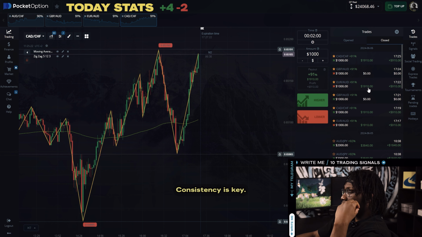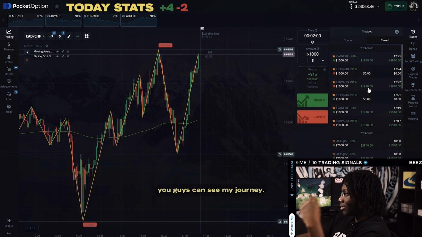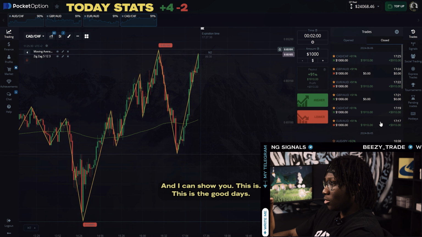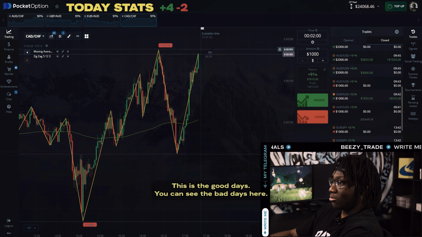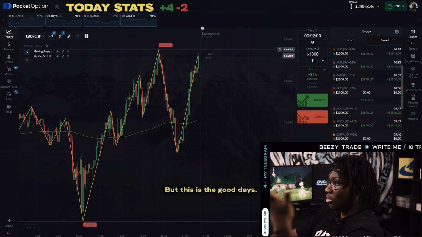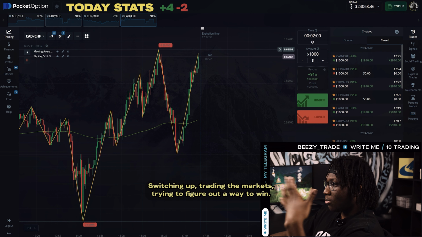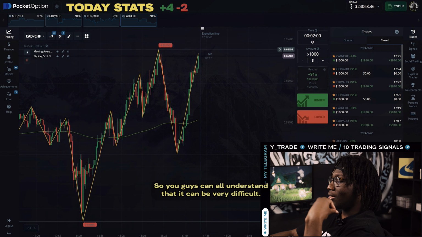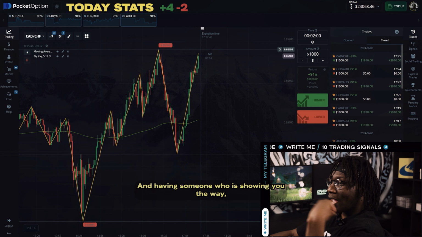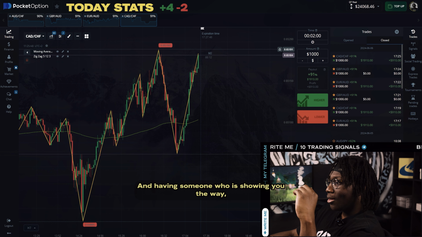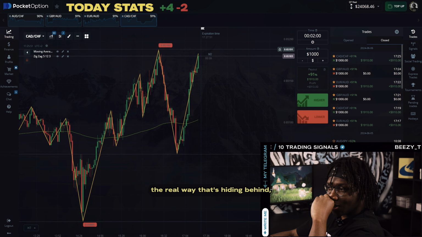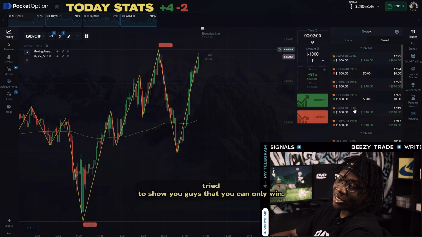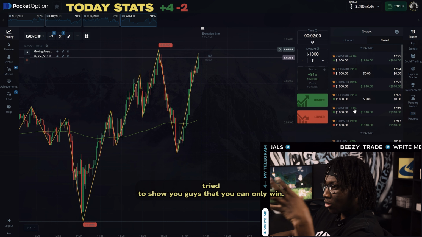Consistency is key. Doing this every day, you guys can see my journey. You can see how everything goes, and I can show you the good days. You can see the bad days. That is ridiculous. But these are the good days. Switching up, trading the markets, trying to figure out a way to win. So you guys can all understand that it can be really difficult, and having someone who's showing you the real way, not hiding behind a screen or trying to show you that you can only win, is the only way that you're going to become a better trader.